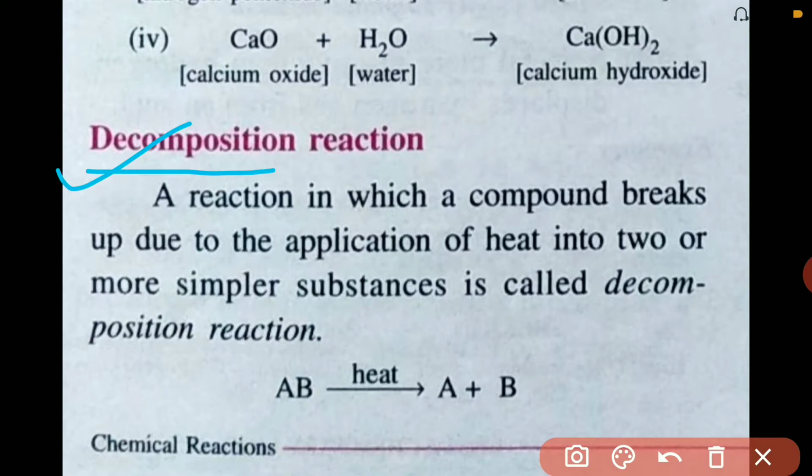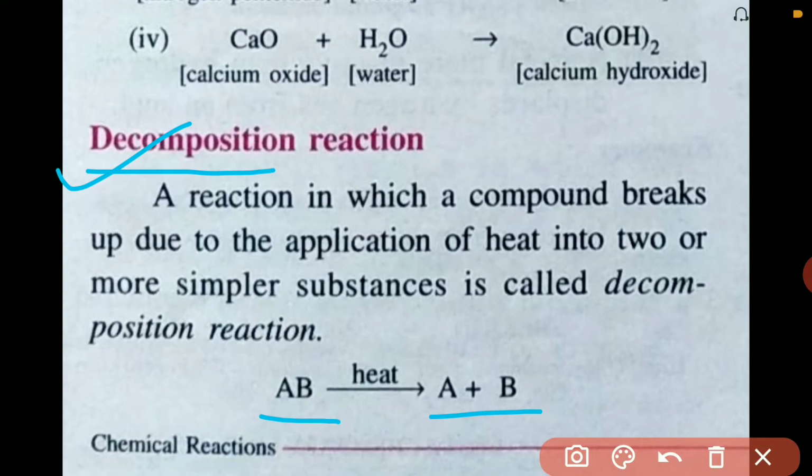So let us try to understand this, a decomposition reaction. A reaction in which a compound breaks up due to the application of heat into two or more simpler substances is called decomposition reaction. A substance breaks down into two or more different substances.